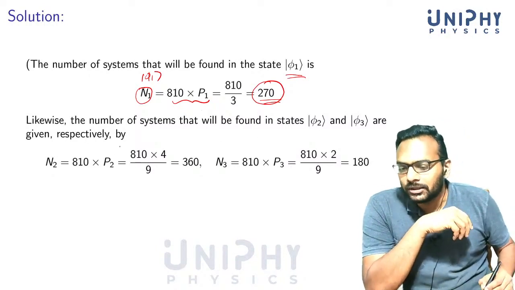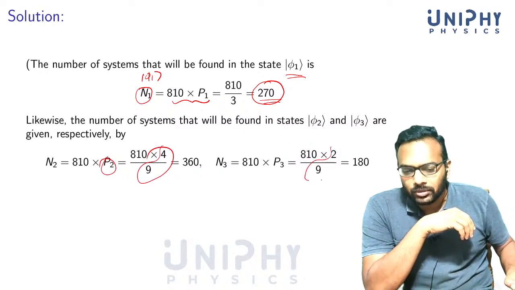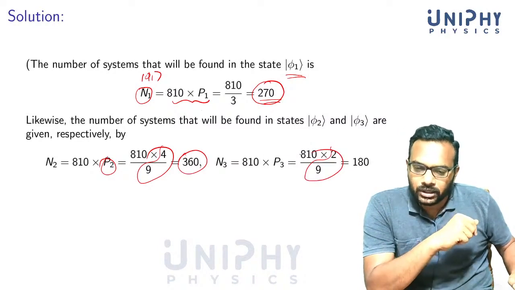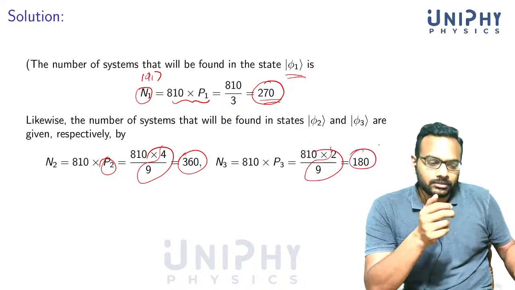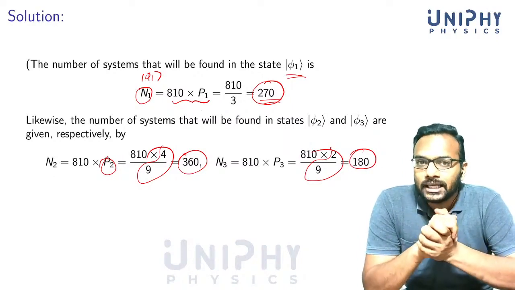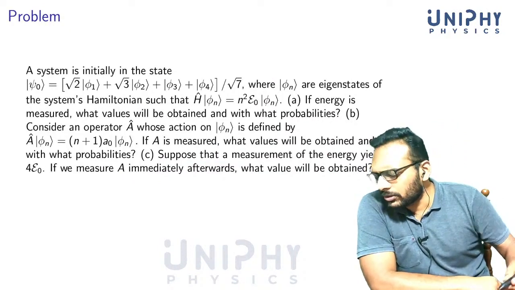Similarly, you do the same thing for this. Here the probability is 4 by 9, here the probability is 2 by 9. So 360 of the systems will be in the state phi 2 after measurement, and 180 systems after measurement will have changed the state from psi to phi 3. I hope that is clear. We could do one more problem.